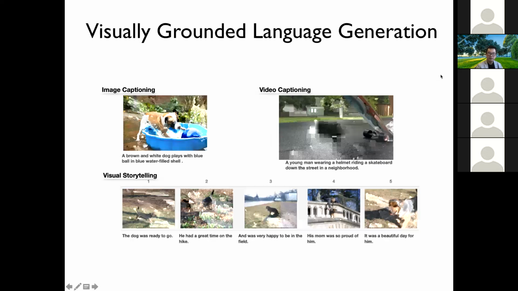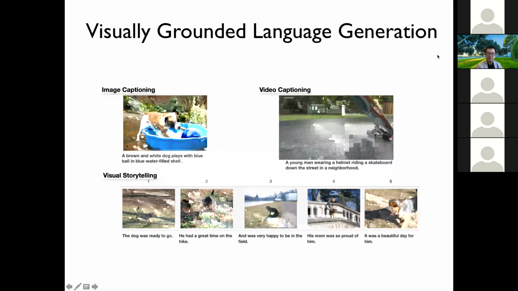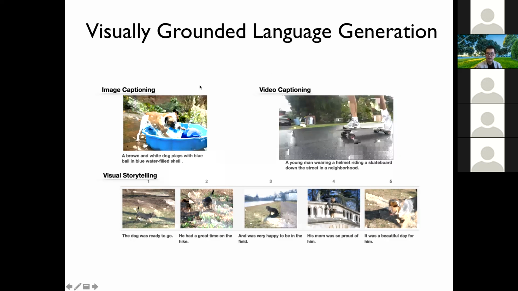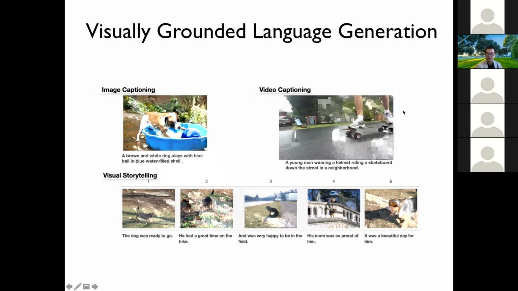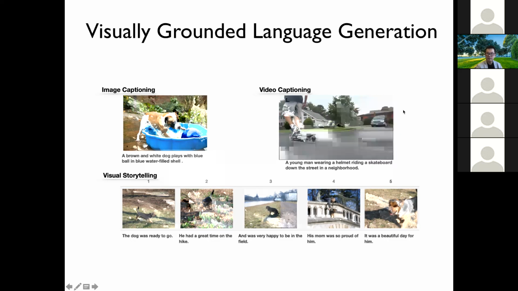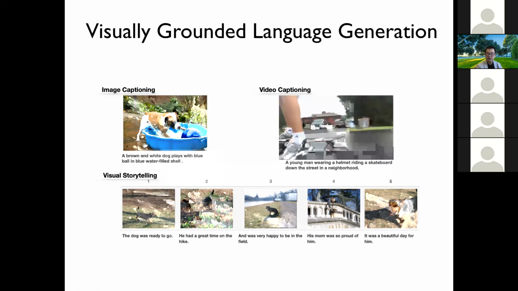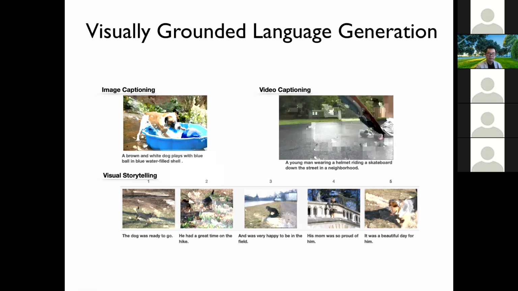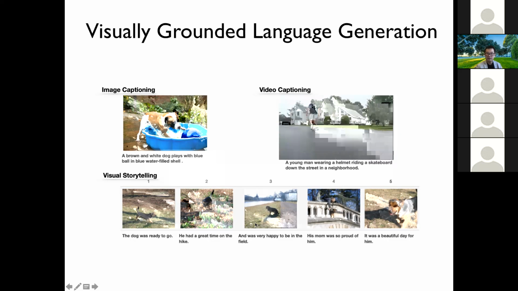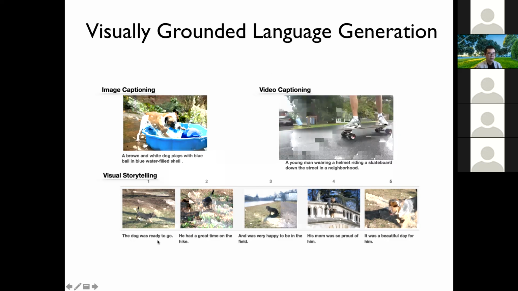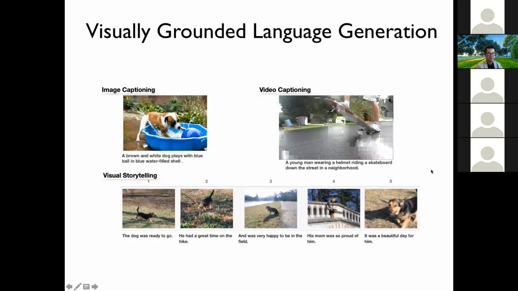So here are some examples of visually grounded language generation problems. One is image captioning. I think people are familiar with this since 2015. Video captioning is more recent and is more challenging because there's a dynamic decision-making process where you need to incrementally decide which frame and which action you need to generate. Visual storytelling is the task that I just talked about in the previous section: given a set of images, your goal is to generate a paragraph of what's happening in the set of images.